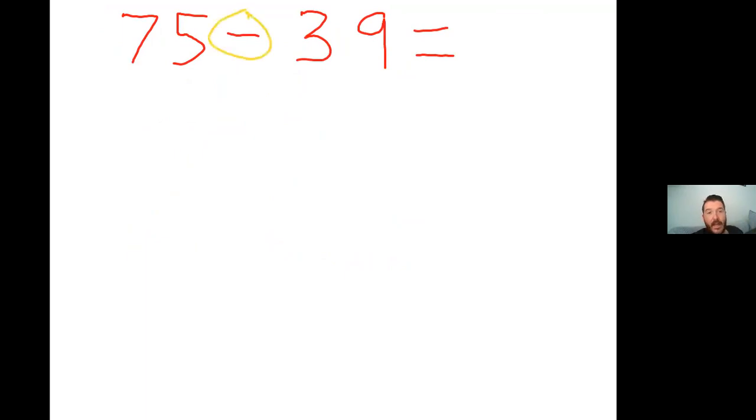Let's try 75 take away 39. Okay, 75 take away 39. Now we know we're taking away because we can see the symbol for taking away, can't we? Here. And we know when we take away that we only need to draw the whole number. We only need to draw this number because that's the whole number. We're not adding, we're not combining 2 parts. We're taking 1 part from a whole, aren't we? So I'm going to do my 10s and 1s just as I did last time.